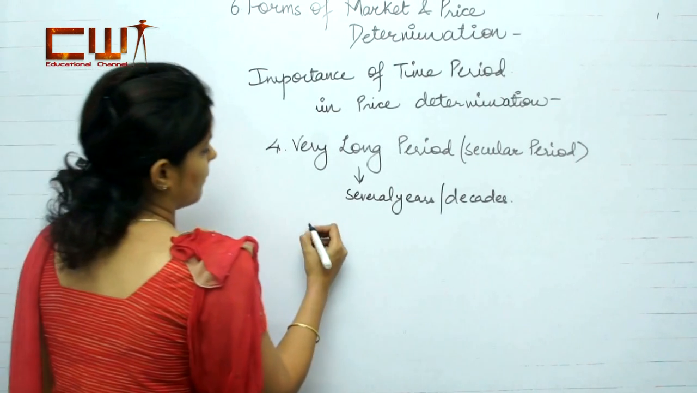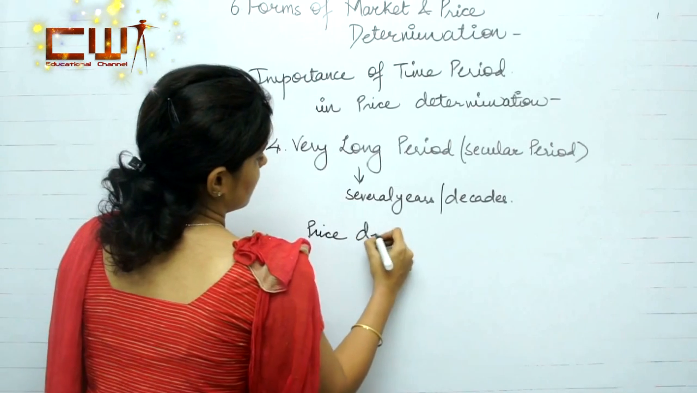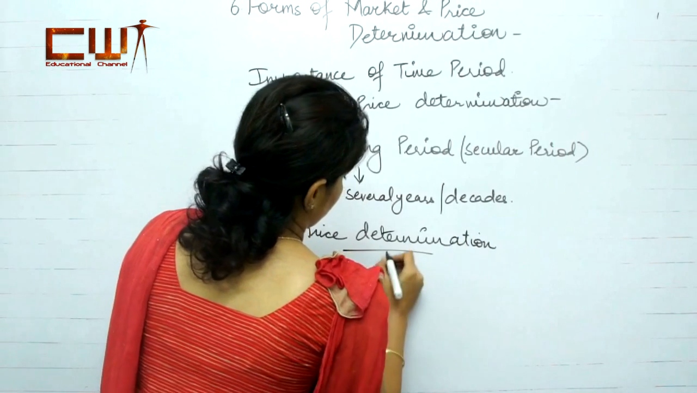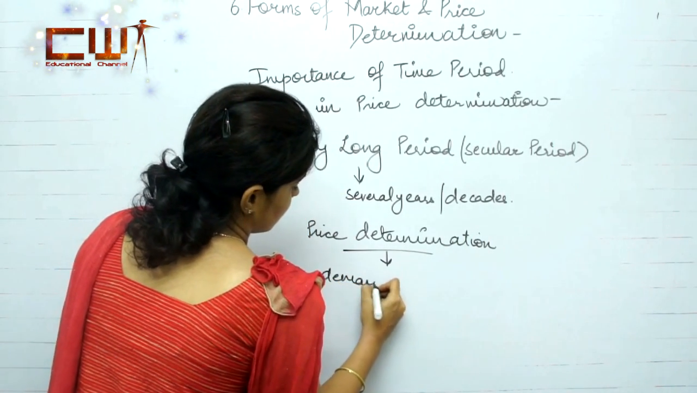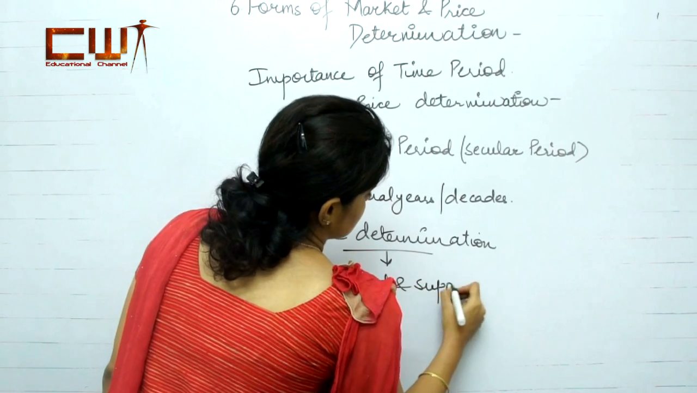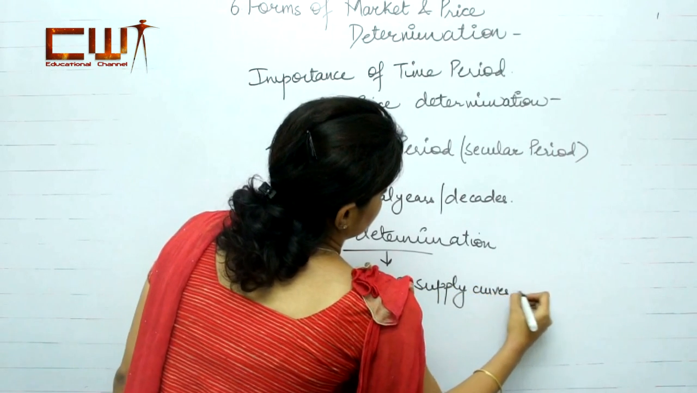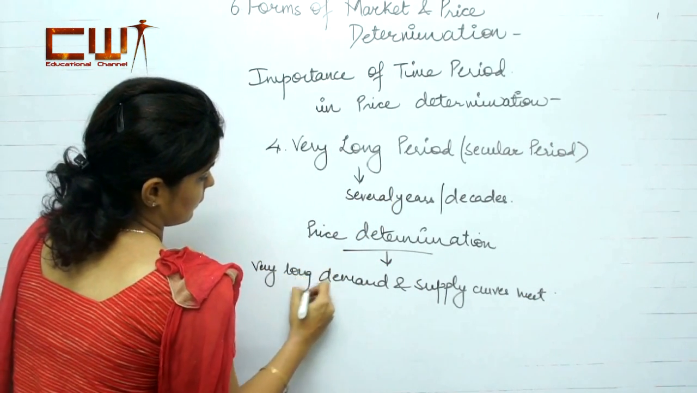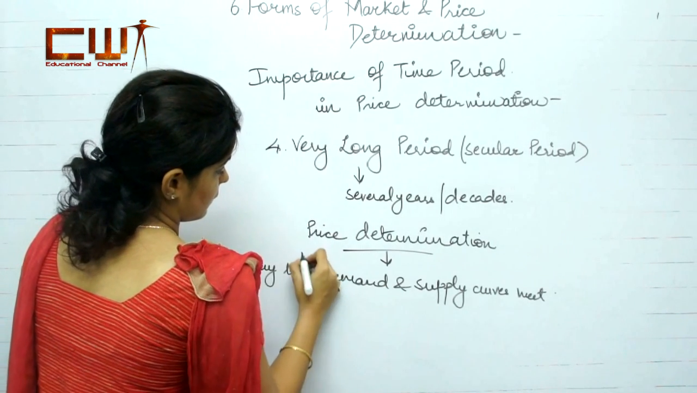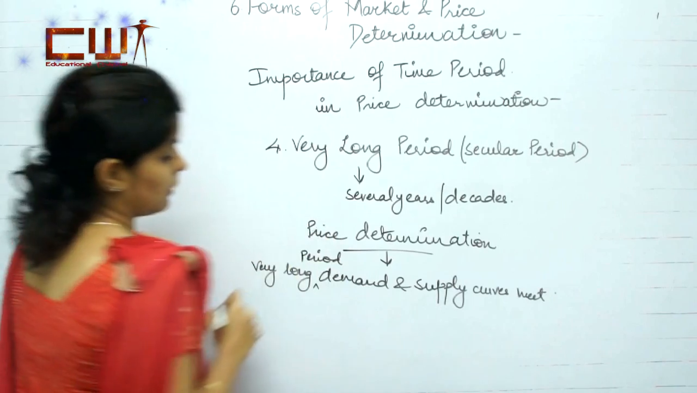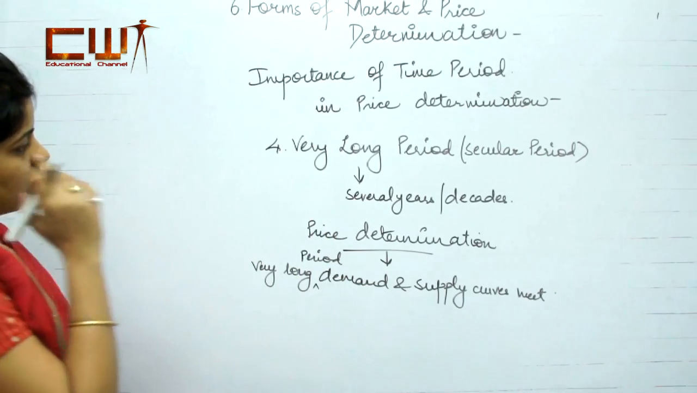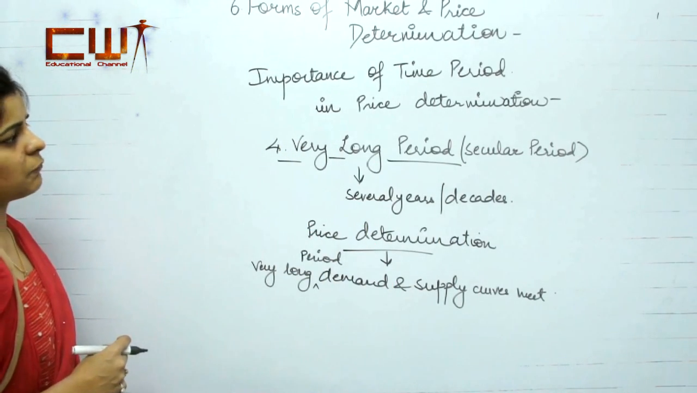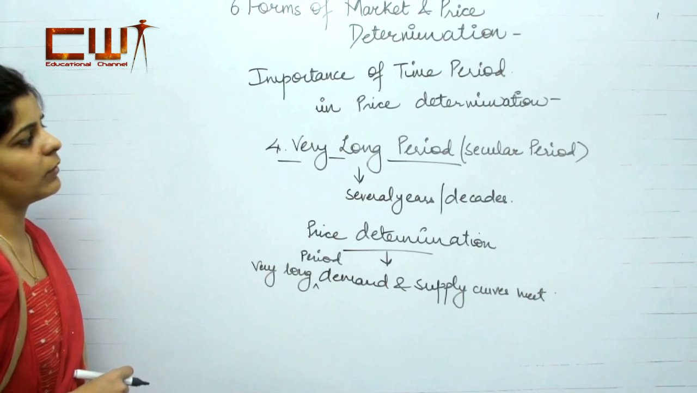It will be long period demand, and the price determination will be where the demand and supply curves meet. Very long period. Demand and supply curves meet. That is known as the very long period, market period, or secular period. So these were the 4 types of period and the price determination under the 4 types of periods.